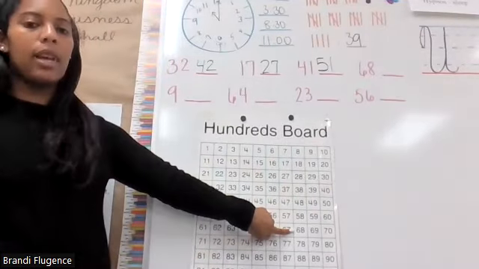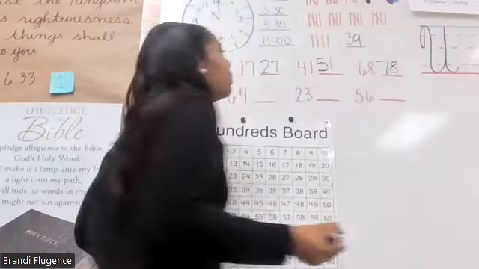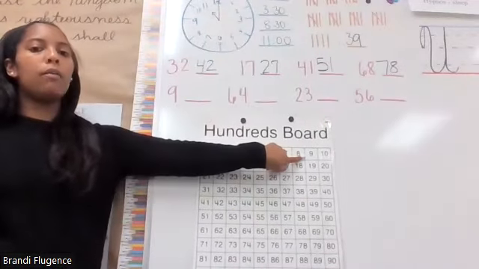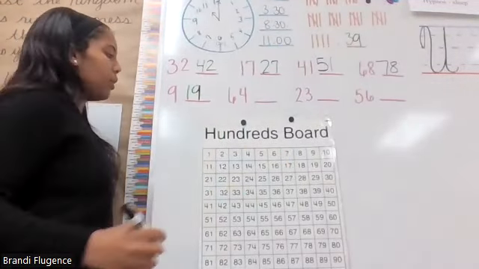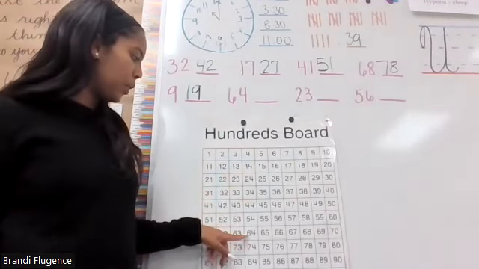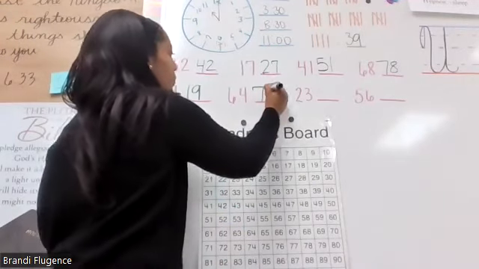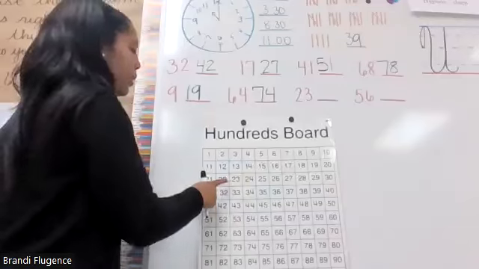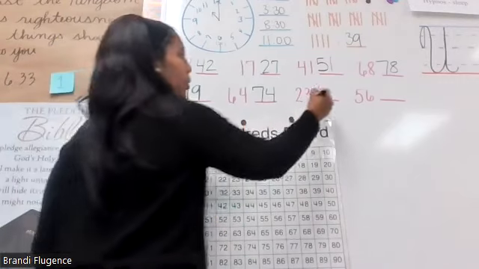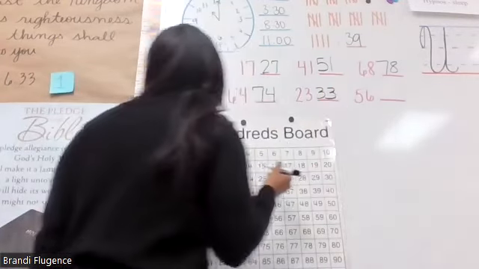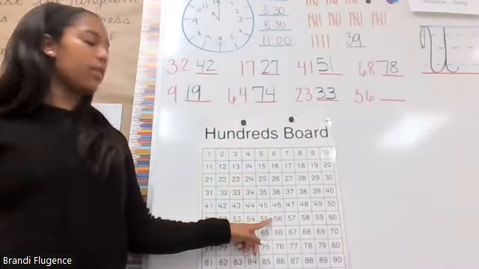Next, we have 68. What is 10 more than 68? 78. 9, what would be 10 more than 9? 19. 64. What would be 10 more than 64? 74. 23. What would be 10 more than 23? 33. 24 is one more. 33. 34 is one more. Oh, I need 24. 56. 10 more than 56? 66.